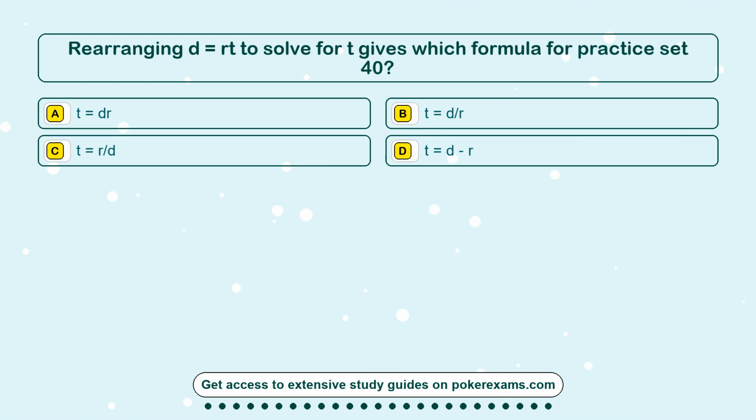Question 11. Rearranging D equals RT to solve for T gives which formula for practice set 40? Option A t equals dr. Option B t equals d/r. Option C t equals r/d. Option D t equals d minus r.